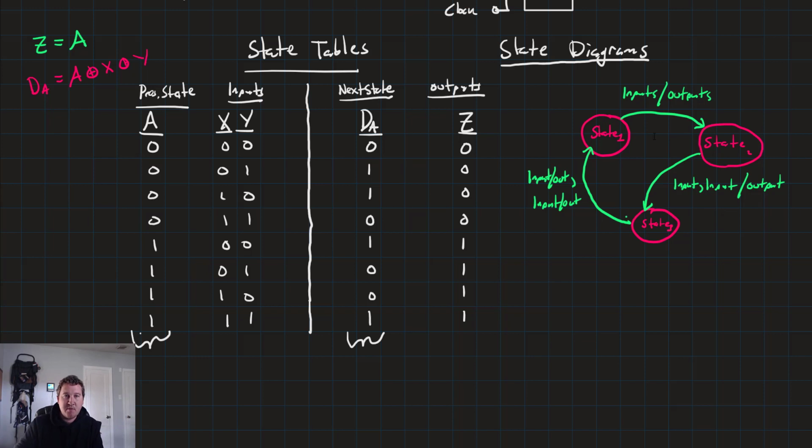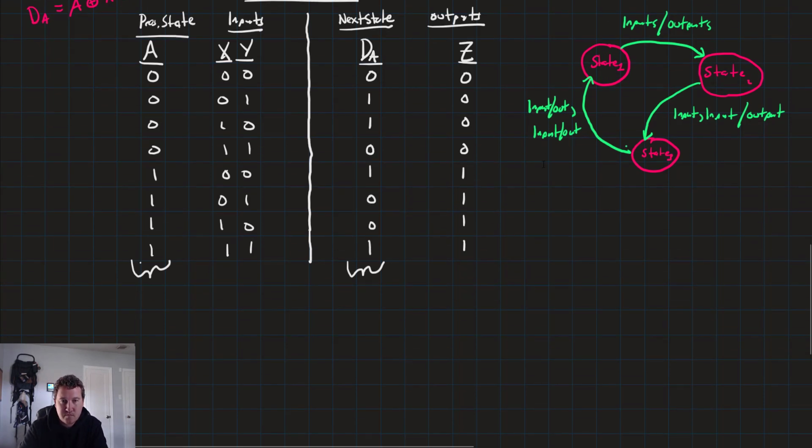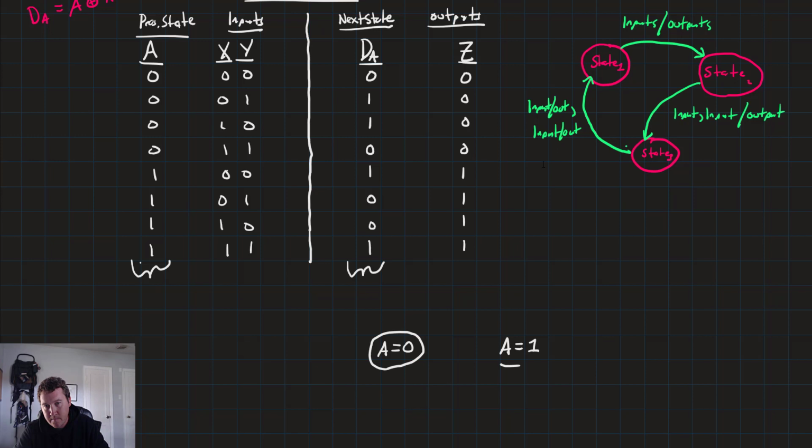Now let's apply it to this state table. So let's draw it down here at the bottom. Since we only have one flip-flop, we have one bit of state information, so that means we're going to have two states. So we'll have state A equals 0 and a state A equals 1. Just like that.